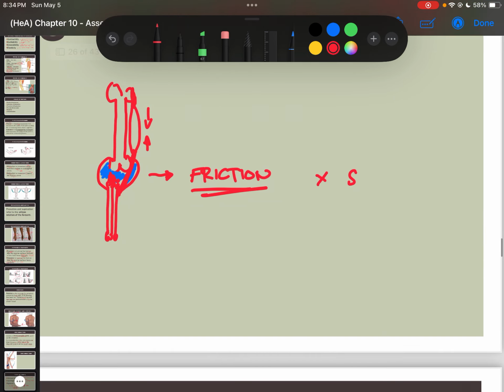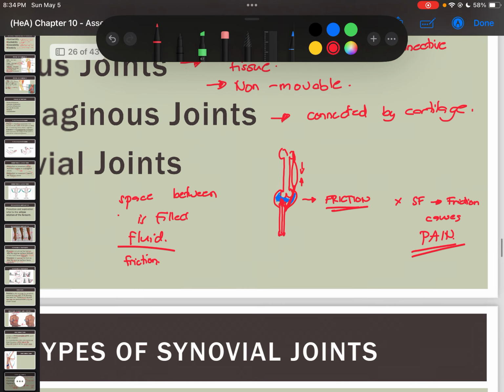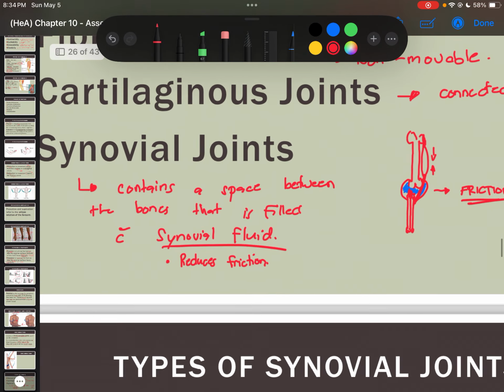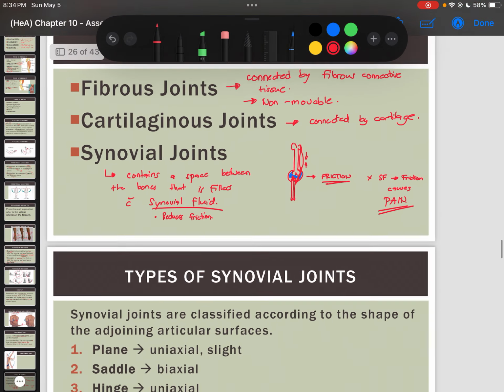Now, the problem, class, is this: if there is no synovial fluid, friction causes pain. Friction causes pain. So it's very important that there is synovial fluid. So those are the basics of our synovial joint: a capsule or a space that has synovial fluid.